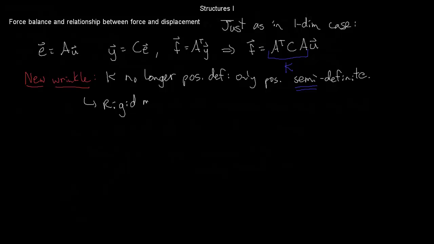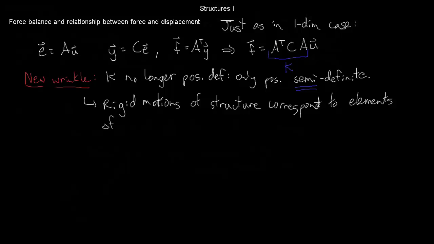Now, the thing is that lack of linear independence in the columns, or rather linear dependence in the columns, exactly corresponds to members of the kernel of A, and that exactly corresponds, in this case, to rigid motions of our structure. Things in the null space of A exactly correspond to rigid motions of the structure.